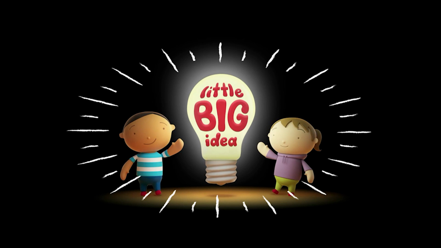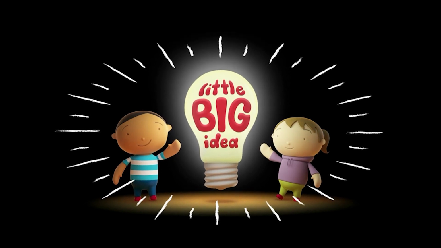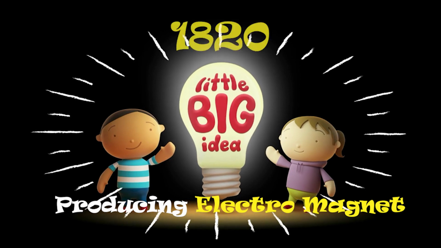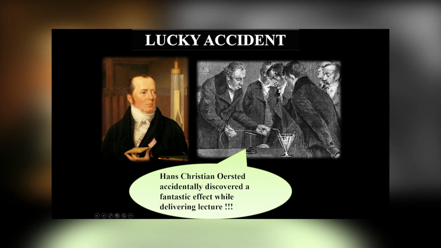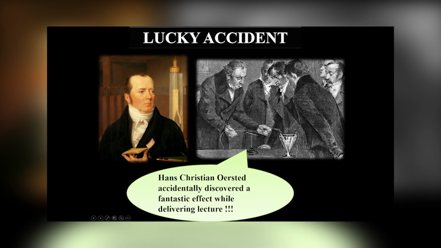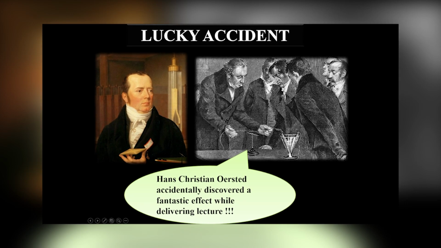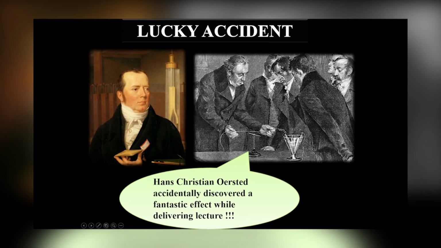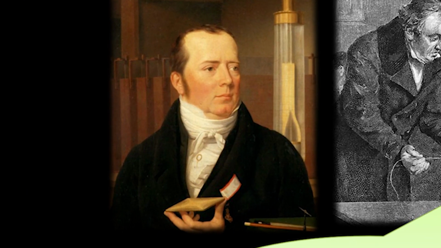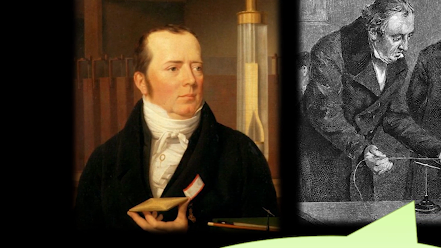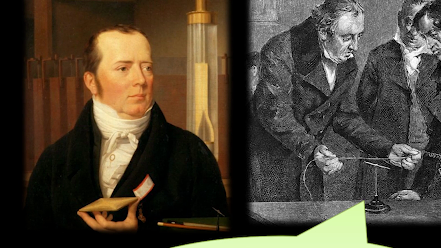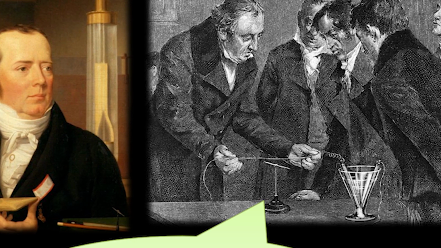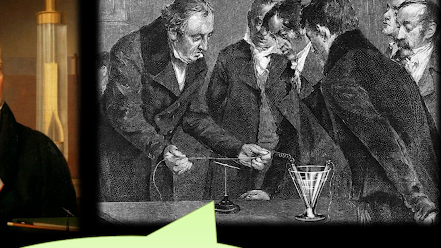When we look at the origin of the idea of producing an electromagnet, it takes us back to the year 1820. It was on 21st April 1820 that a historical incident took place in the classroom of a famous physicist, Hans Christian Oersted. He was delivering a lecture to his friends with the help of many circuits, and there was a small magnetic compass needle on the table.